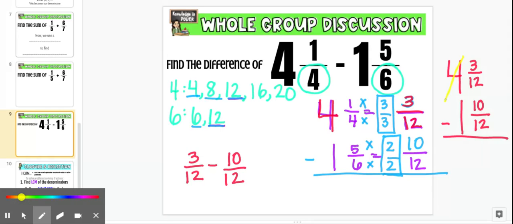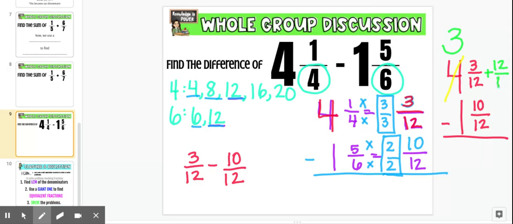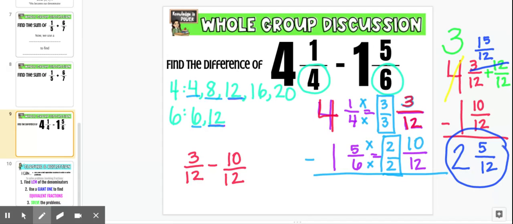So I'm going to borrow 1 from the 4, and it's going to become 3. And then I'm going to add 12/12 to 3/12. So 12 plus 3 is 15, so this becomes 15/12. So 15/12 minus 10/12 is 5/12, and 3 minus 1 is 2. So there was a lot of steps there.